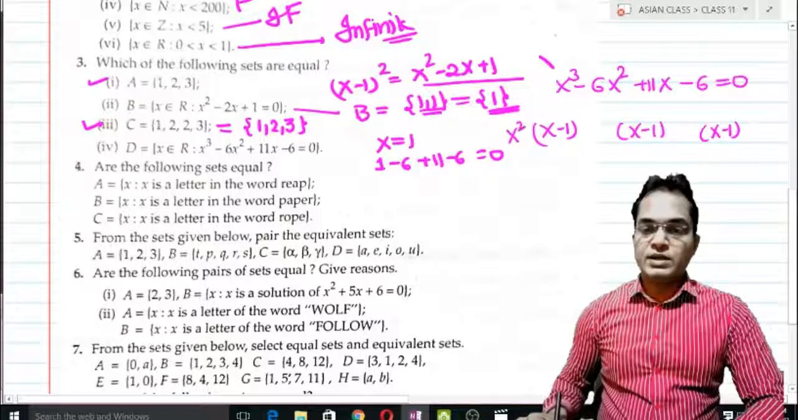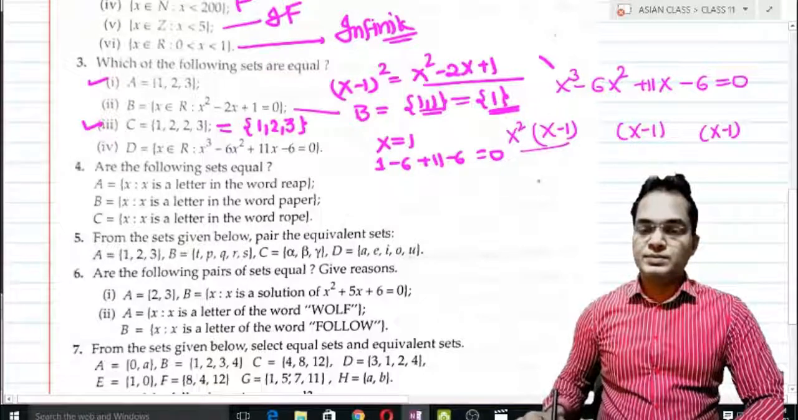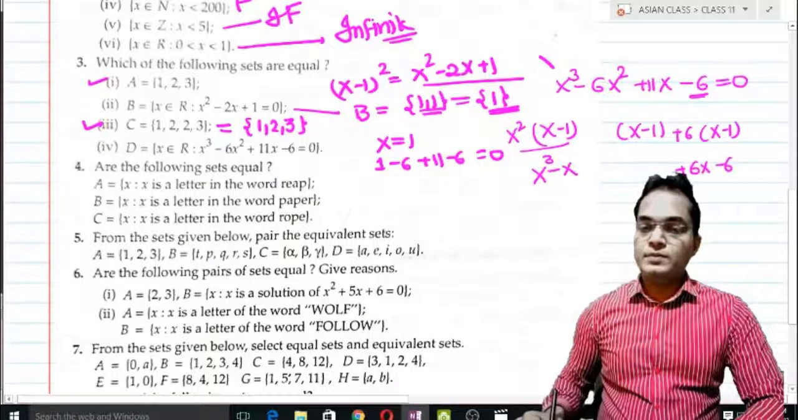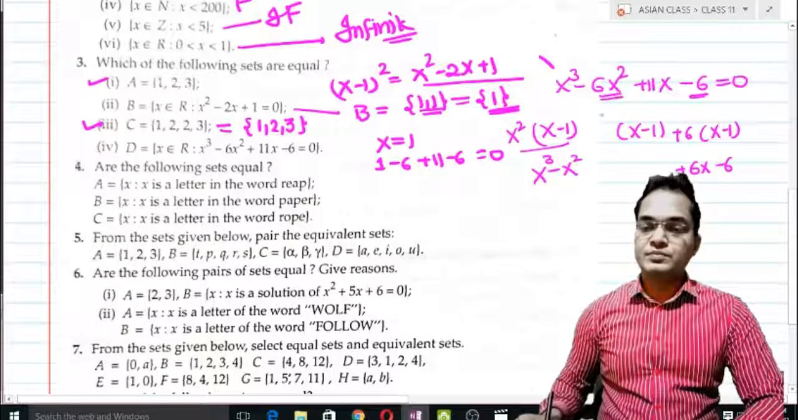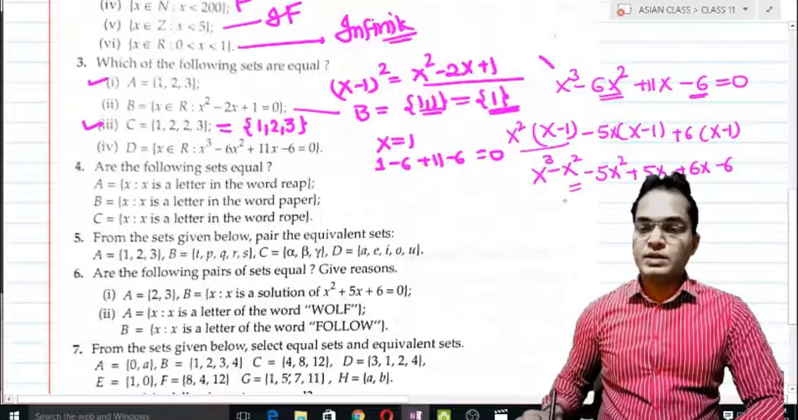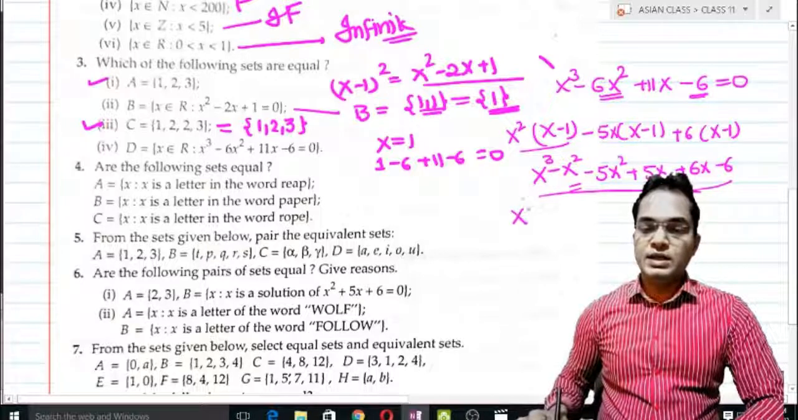Here x square will come, so we compared it with x cube, so x cube minus x square, and then the last term is minus 6, then plus 6x minus 6. Now how many x square? 6. 1 is here, so minus 5x square plus 5x. Now equate it, then it will become our given equation, x cube minus 6x square plus 11x minus 6 equals 0.